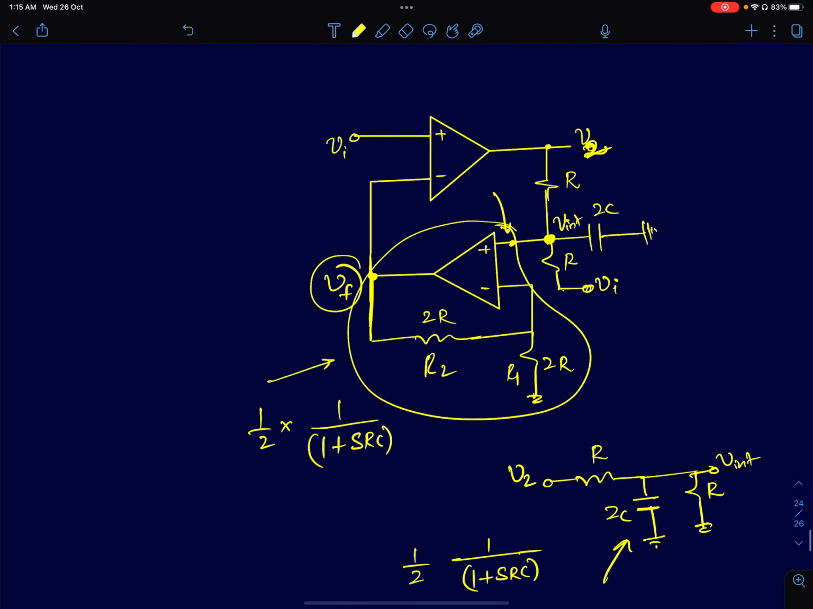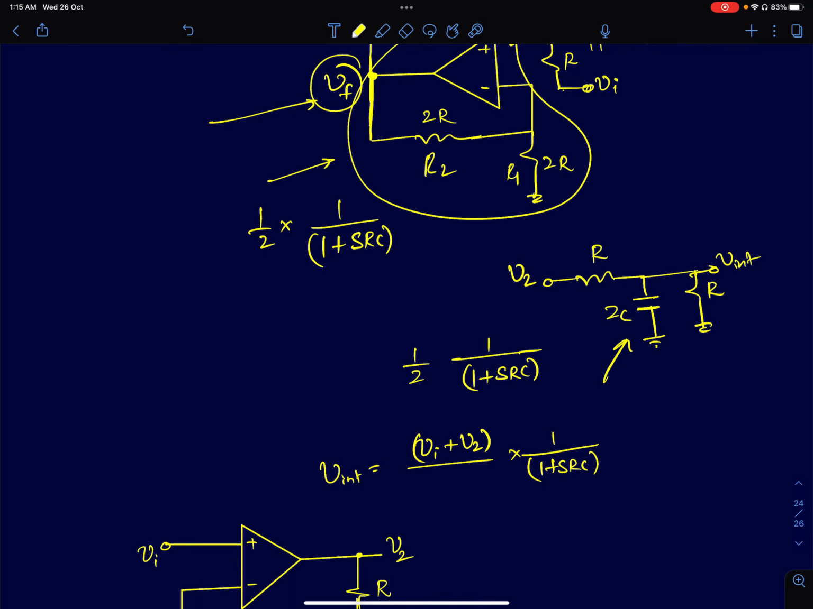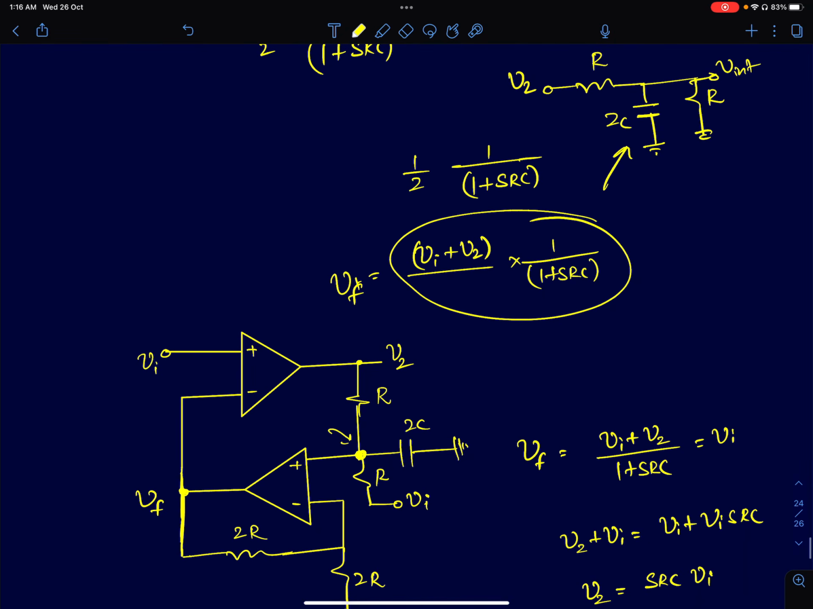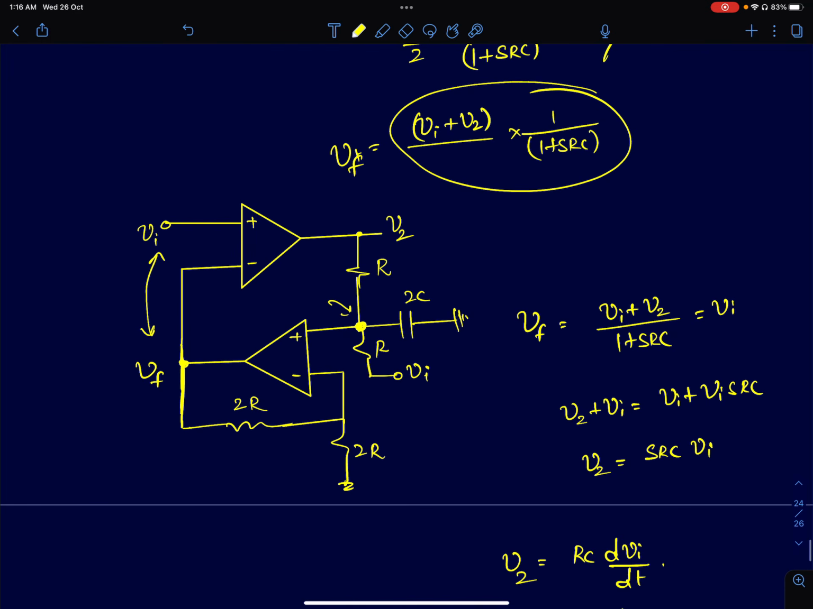So at the output of this amplifier, which is the feedback voltage, the feedback voltage is simply Vi plus V2 by 1 plus SRC. And since there is negative feedback, the negative feedback will force Vi equal to Vf. So therefore, you will have Vi plus V2 by SRC equal to Vi. Now, from this, you can directly get V2 as SRC times Vi.